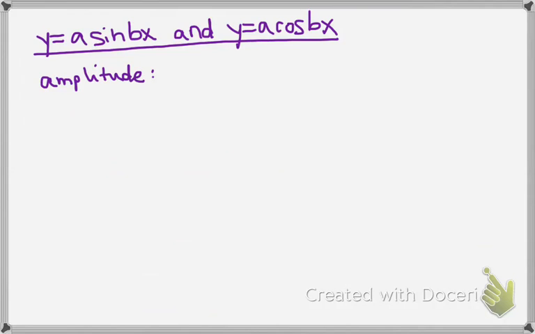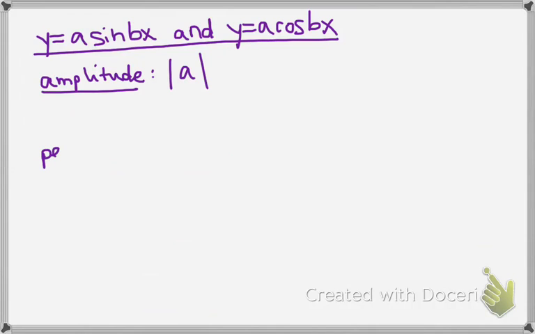The amplitude now, when there are numbers with our sine and cosine, is going to be equal to the absolute value of whatever a is. So whatever that number in front of the sine and cosine curve, or equation, is, that's going to be what the amplitude is. And keep in mind, like I mentioned on the previous slide, the amplitude is always going to be positive, so that's why we do the absolute value of it.